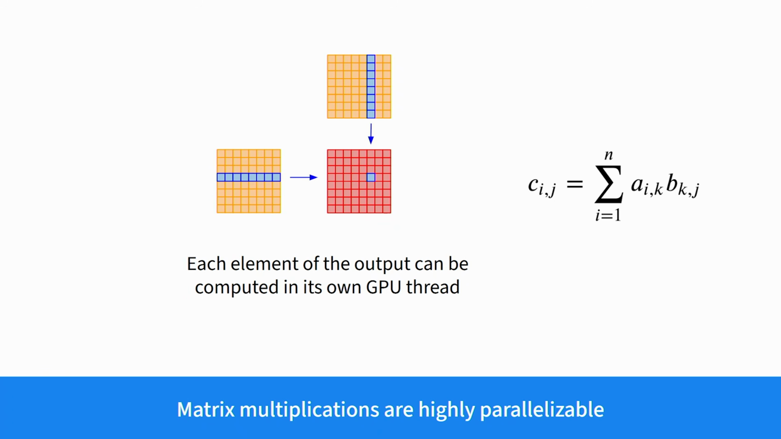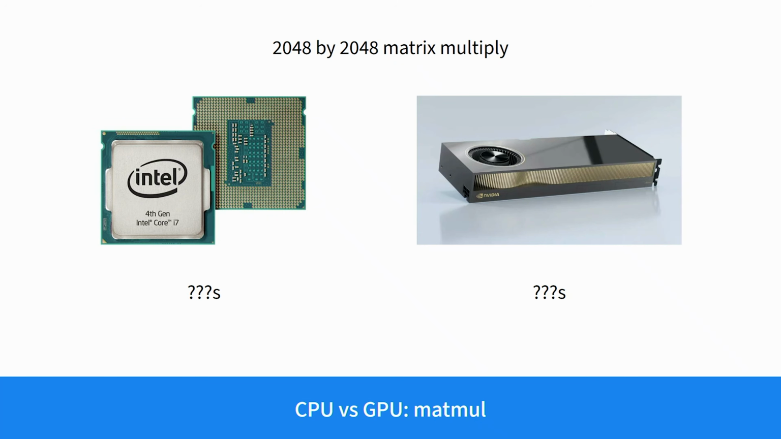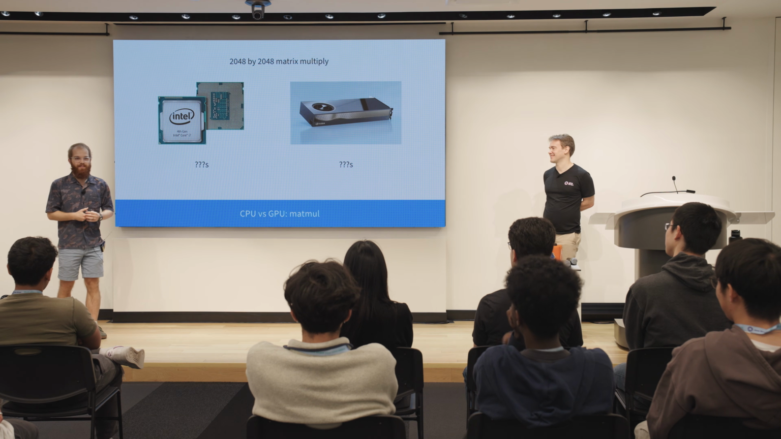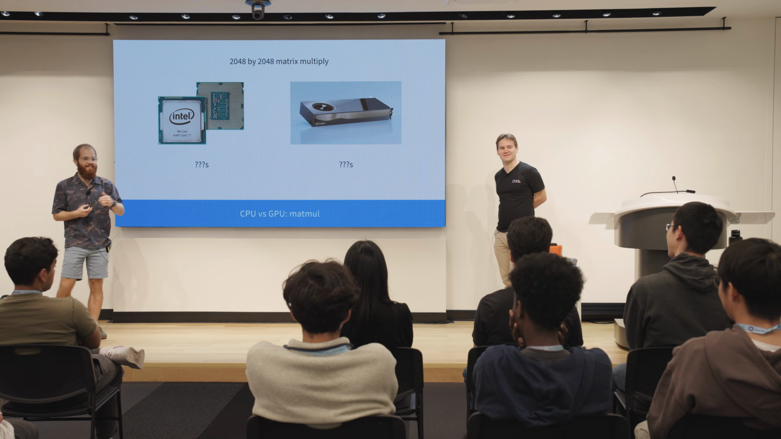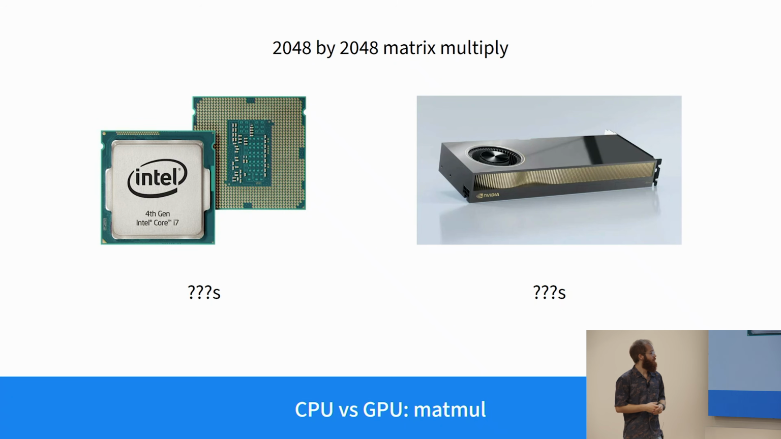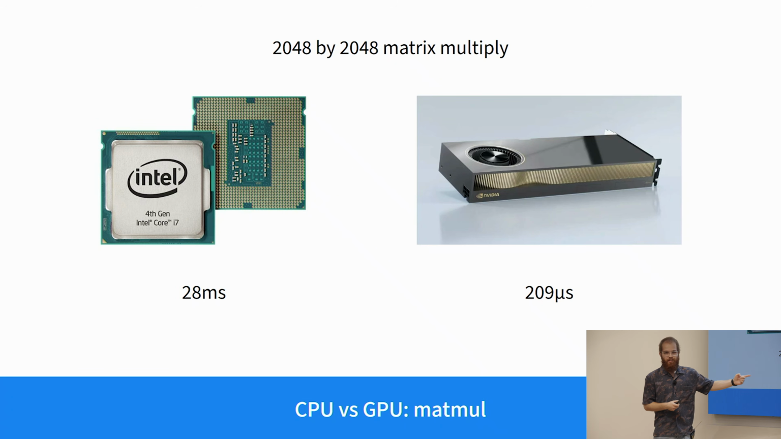So for doing a 2048 by 2048 matrix multiplication, how long do you think this takes on a GPU versus a CPU? Anyone have any guesses? Yeah, maybe a second on the CPU? A second on the CPU. So CPUs are actually a little bit faster than that. That is a good ballpark estimate, but there is stuff like SIMD and multiple cores on the CPU that enable us to get some parallelism. And then it's actually 28 milliseconds. And then if you think about the GPU, it's 200 microseconds.